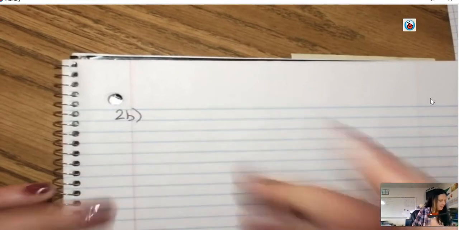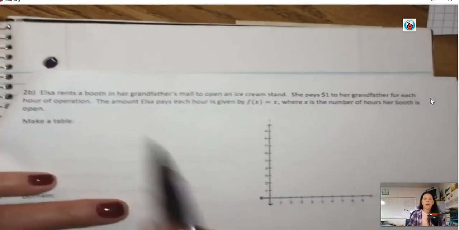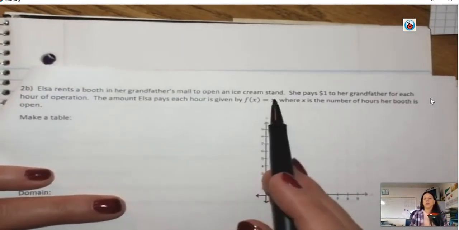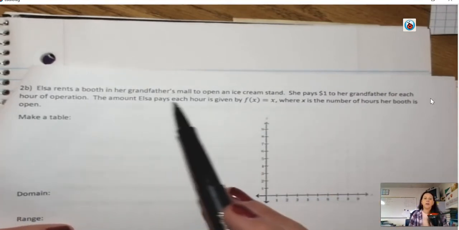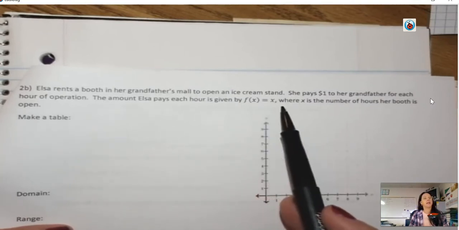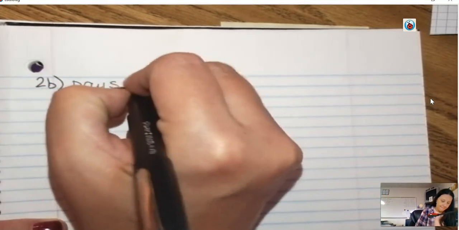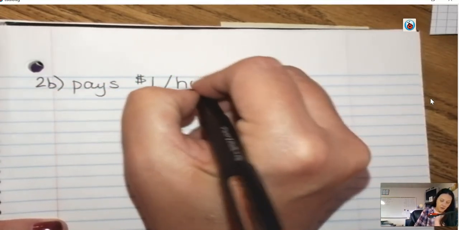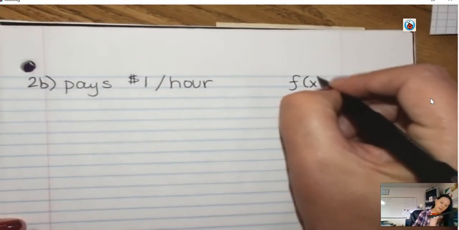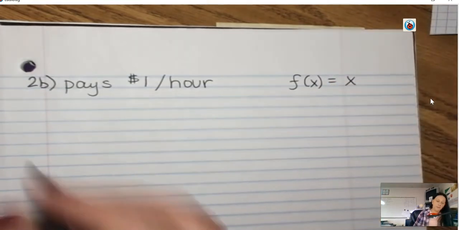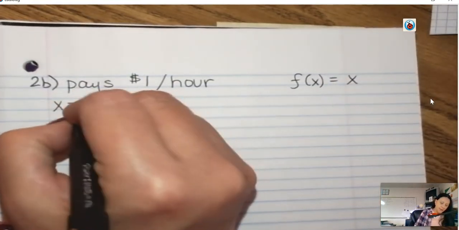For example, 2B, the word problem is, Elsa rents a booth in her grandfather's mall to open an ice cream stand. She pays $1 to her grandfather for each hour of operation. The amount Elsa pays each hour is given by f of x equals x, where x is the number of hours her booth is open. So the important information is she's going to pay $1 for every hour that she's open. And then it gave me the equation f of x equals x. And it said that x stands for the number of hours.